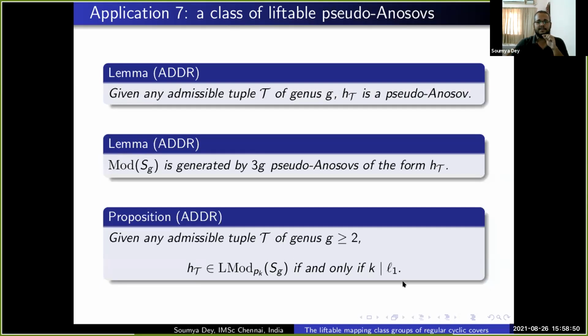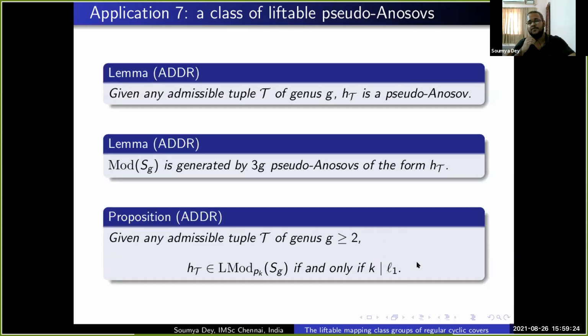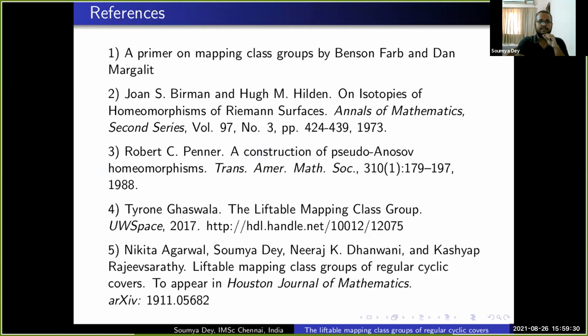Now, what are the results concerning this? Given any admissible tuple tau of genus G, h tau is pseudo-Anosov. This is the first one. Also, mod Sg is generated by 3G many pseudo-Anosovs of the form h tau. And given any admissible tuple tau of genus G greater than or equal to 2, h tau is in L mod if and only if k divides L1. What is L1? L1 is the last index. If you have j equal to 1, you get this L1. If you just check whether k divides L1 or not, you get a condition for h tau to be in L mod. These are some references.